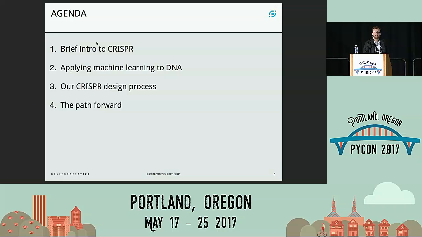By way of an agenda, we'll give you a brief intro to CRISPR, talk about how we apply machine learning to it, our own CRISPR design process, and some of the future work going forward.